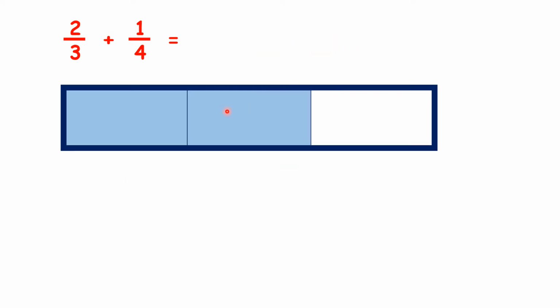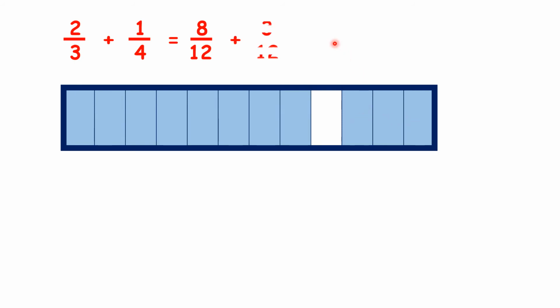So let's look at what we did. 2/3 is the same as 8/12. But we're adding 1/4. But 1/4 is the same as 3/12. So that gives us 11/12 altogether.